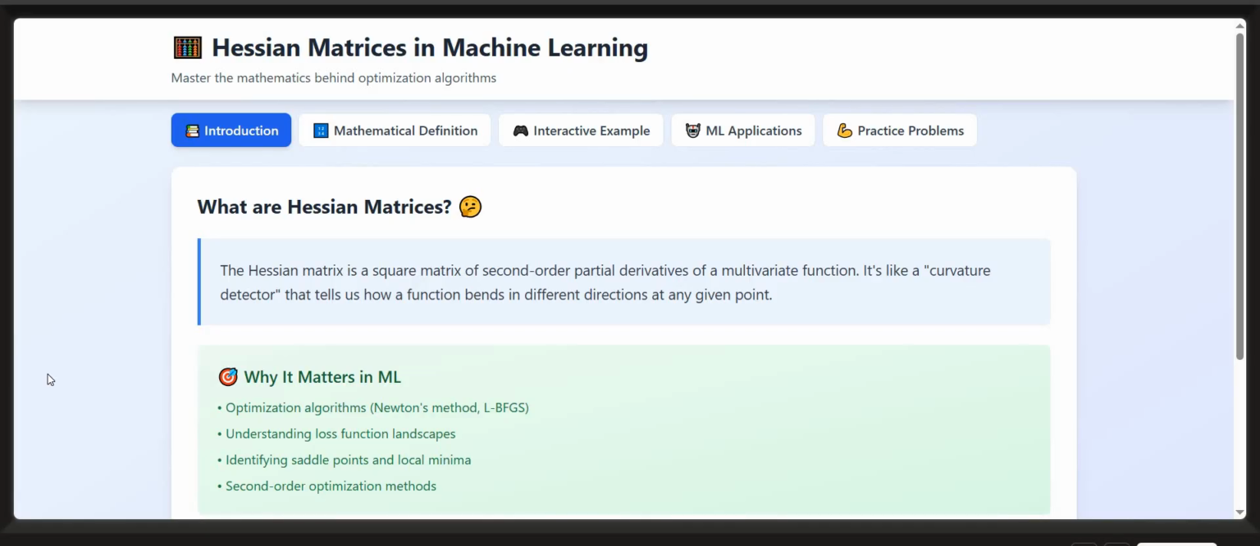It gives us more than just the slope. It tells us about the shape around a point. Not just whether we are going uphill or downhill, but whether we are sitting in a bowl, on a peak, or at a saddle. Alright, but why does this matter in machine learning?